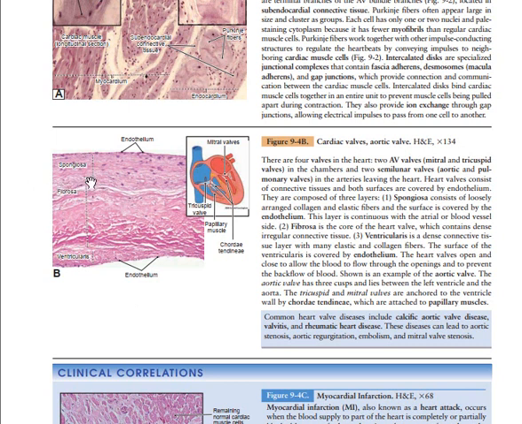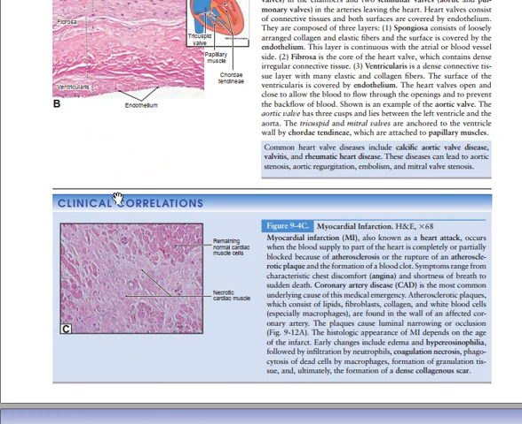spongiosa at the uppermost part, which is closer to the atrium. So the part close to the atrium is the spongiosa. Now the part which is closer to the ventricle is the ventricularis, which is deep to the endothelial layer. And then in the middle of the valves, we have the fibrosa layer. So this is generally the diagram of a cardiac valve.